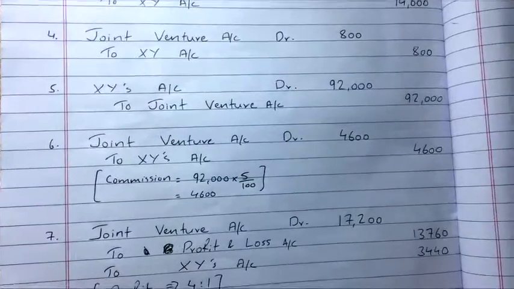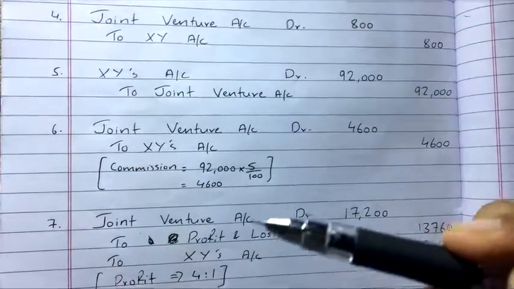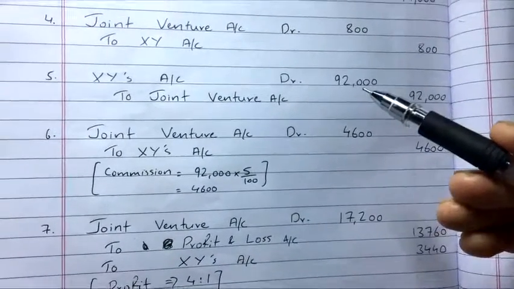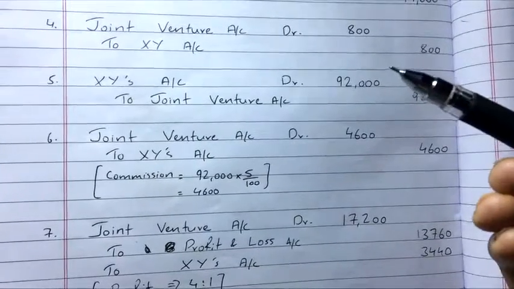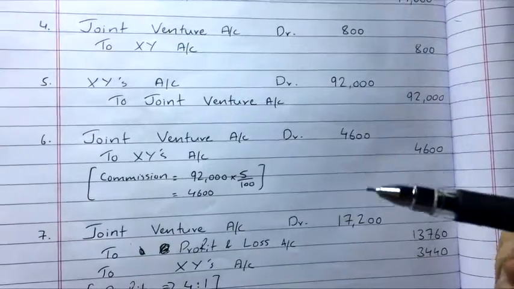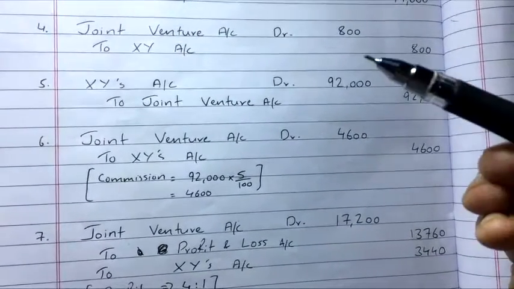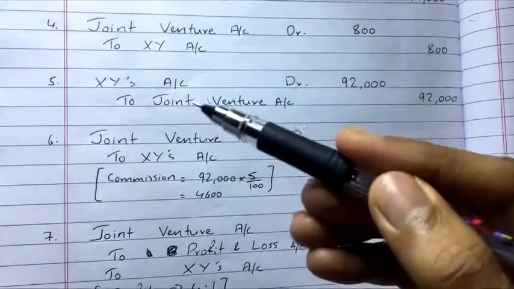And then this XY co-venturer also sold the goods for 92,000. He sold all the goods for 92,000. Now what is sales? Sales is revenue. It is income. When you do sales, you get money, you get income. So when sales happen, revenue or income is increased. So whenever revenue or income increases, what you need to do? You need to credit the joint venture account.